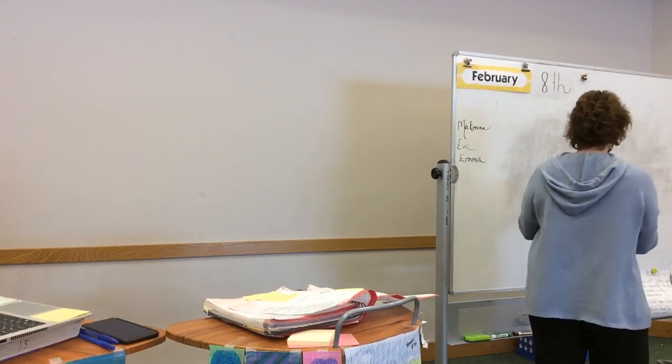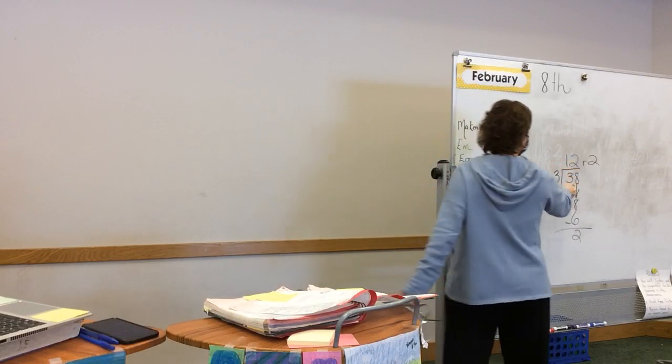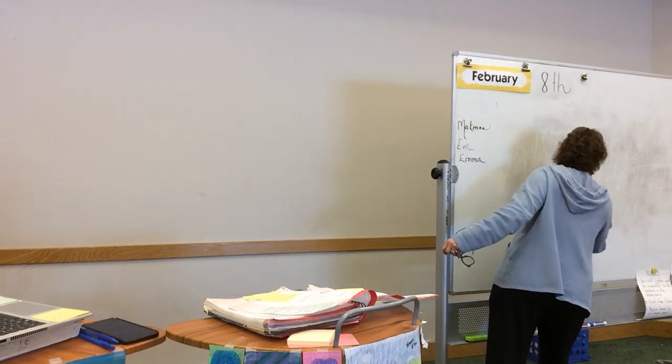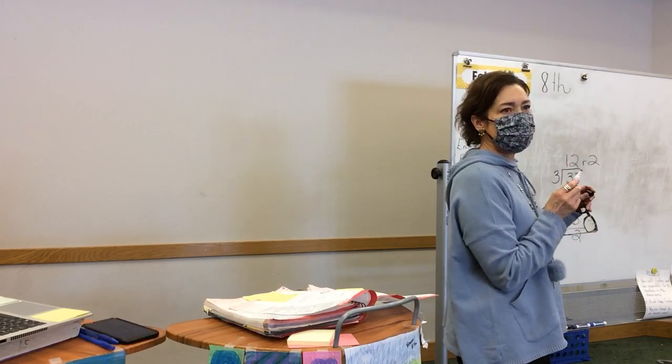All right, let's go through the steps. How many times does 3 go into 3? 1. So we have our little 3, and that turns into a 0. We're going to bring the 8 down. How many times does 3 go into 8?